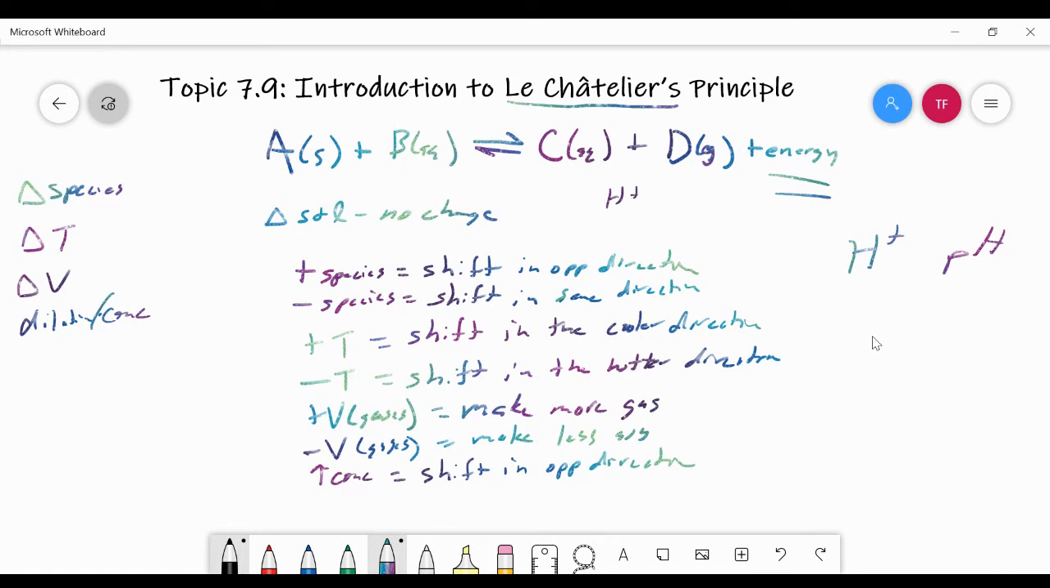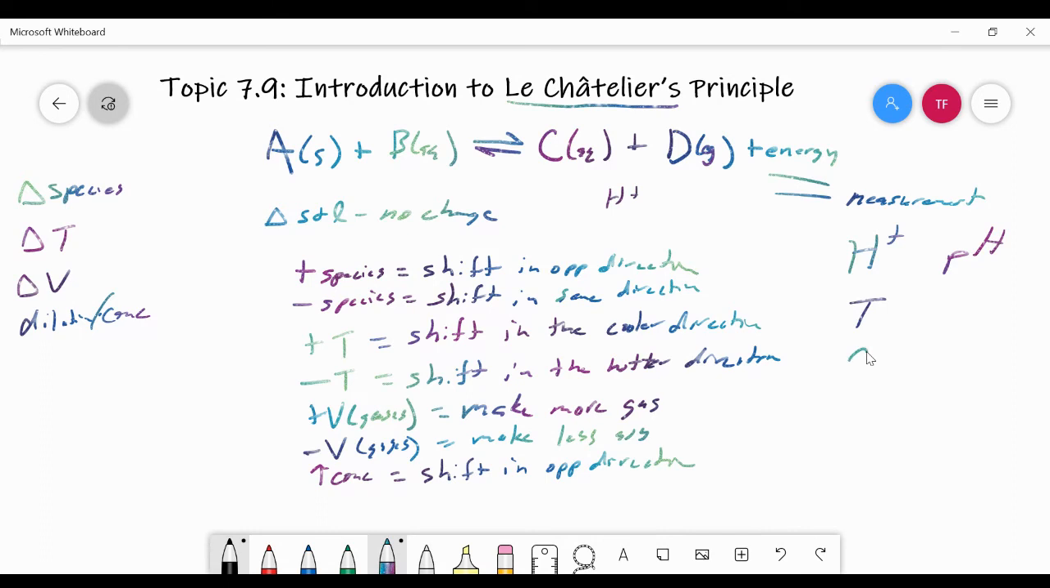Another way you could measure this is by temperature. If you changed one of your variables and the temperature of your reaction changed, a higher temperature would indicate that you were making more product. A lower temperature would indicate you were making more reactant because energy is on the product side. So if more energy is being produced, the temperature would go up. If less energy is being produced, the temperature would go down. So temperature is another way we can measure this.